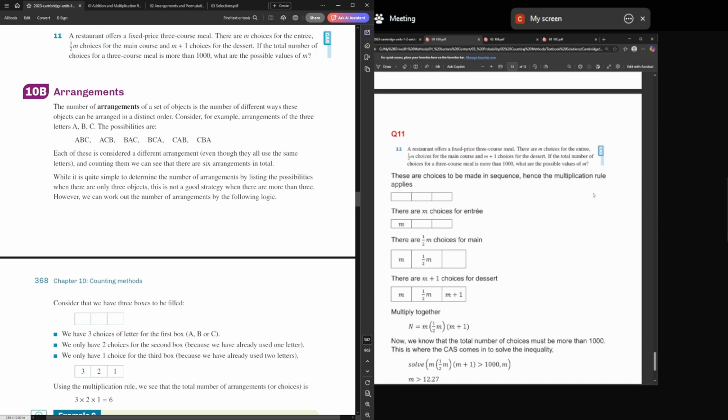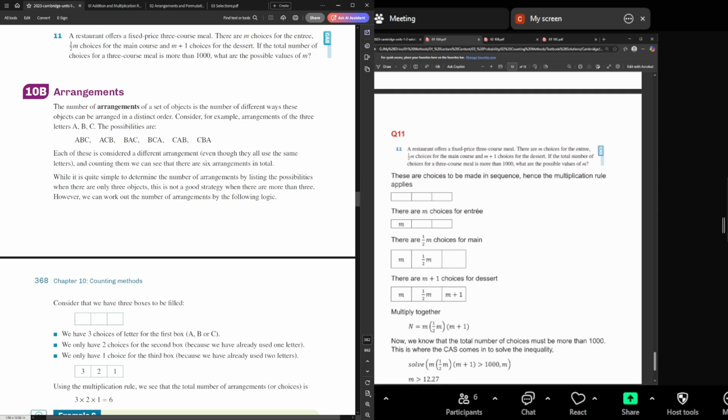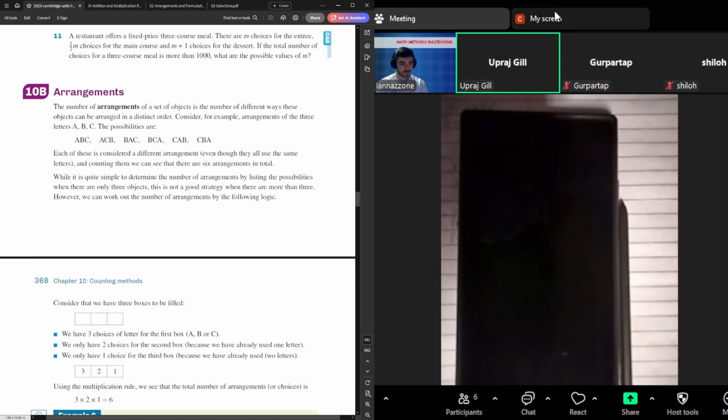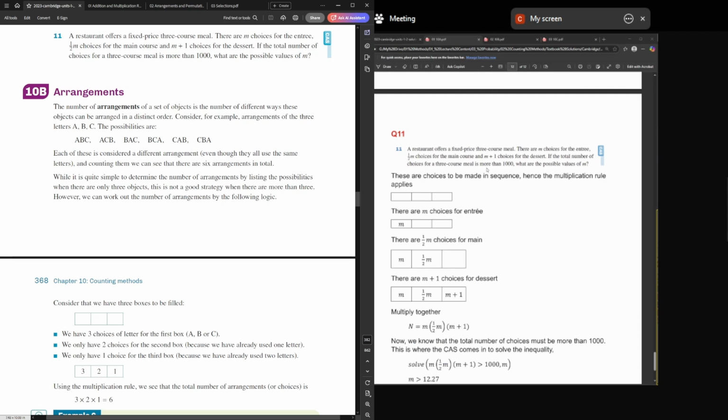What are all the spots where M exists, and what do they correspond to in the actual scenario? We've got M choices for entree, sure. 13 choices for entree works well. What else is M associated with? It's associated with mains and dessert. Yeah, mains and dessert. So does M equals 13 work for both of those? Not for main.